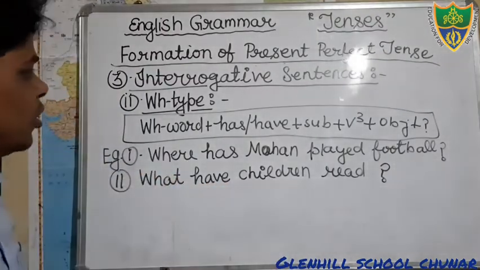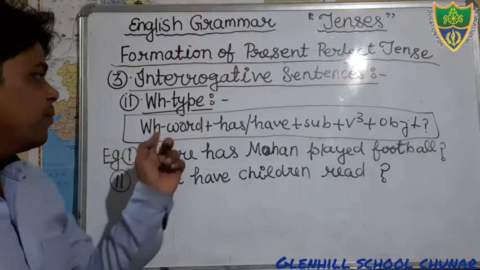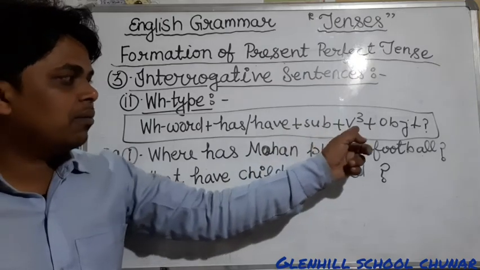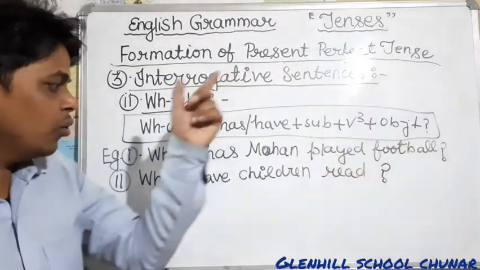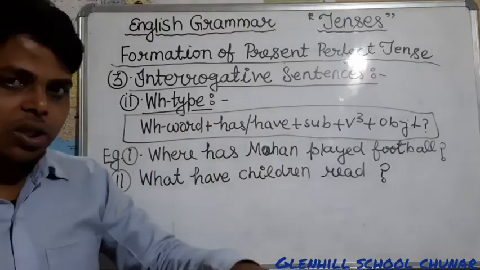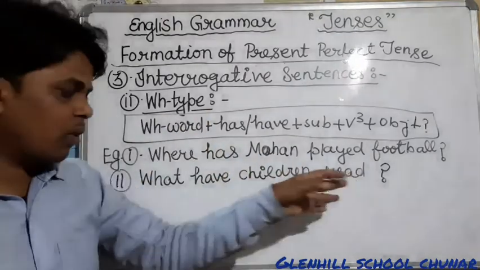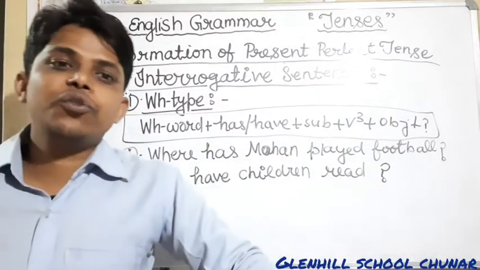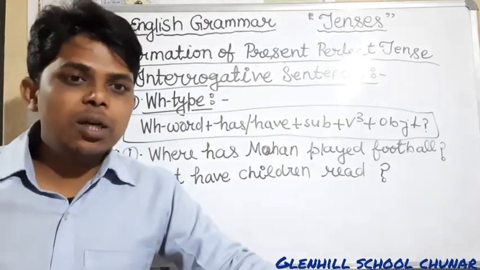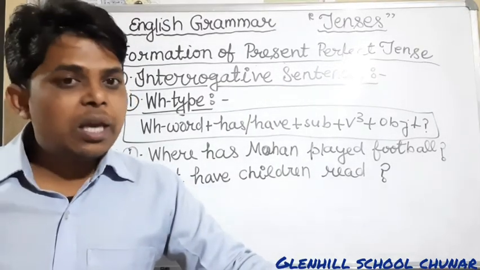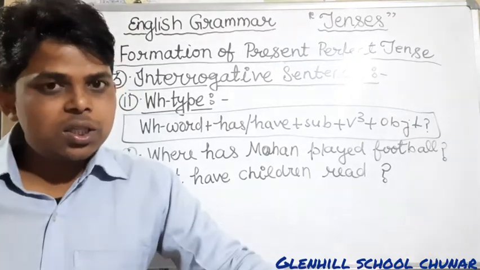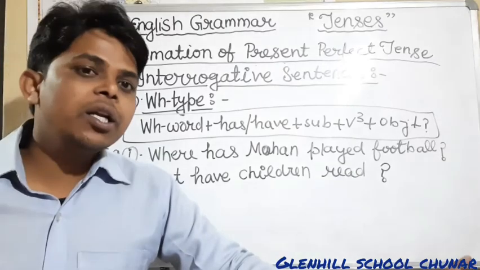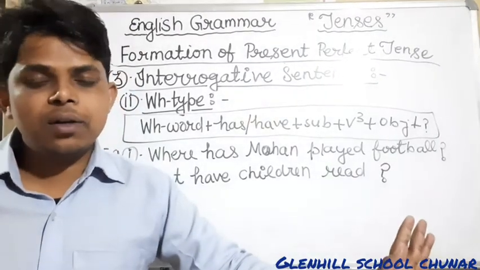Okay, so just write down these sentences, students. WH type: WH word, has and have according to the subject, third form of the verb, then object, then question mark. And you can see the sentences based on this structure. Where has Mohan played football? What have children read? Okay, so students, today we have read what present perfect tense means and what the helping verbs are that we use in this tense, and we have also discussed the affirmative, negative and interrogative structure of present perfect tense.